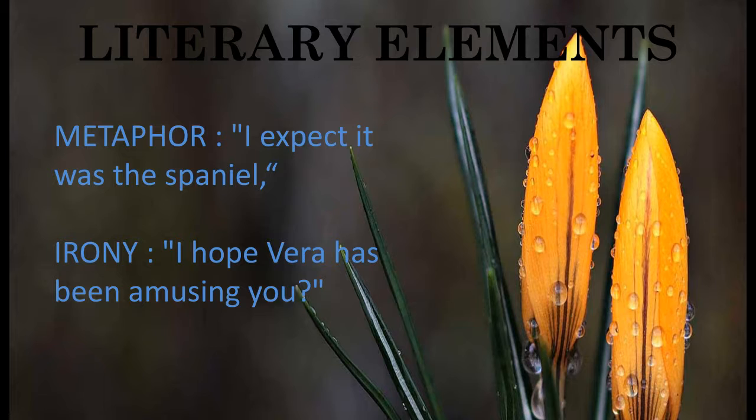And then the literary elements. There are two elements. The first is metaphor and the second is irony. The first is a metaphor. I got it from the dialogue that says "I expect it was a panel." It shows something.